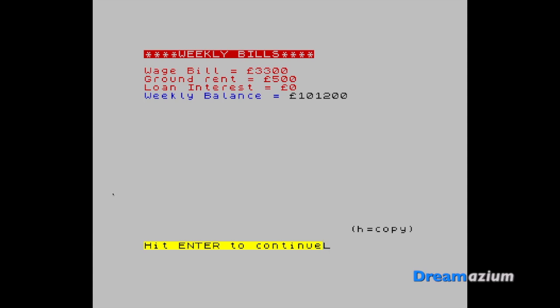Okay, now we move on to the next part of the game, the weekly bills. There's the wages, there's ground rent and loan interest. Well, we haven't done anything there. Now, part of the game is that, to really get anywhere, you need to take out a loan, quite a substantial loan, and pick up some really good quality players. This is the weekly balance, and at the moment there's not a lot we can do.